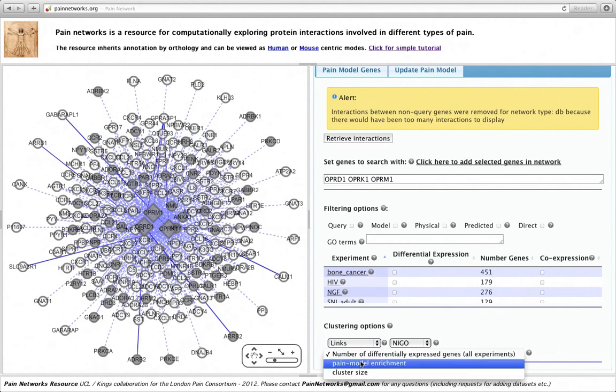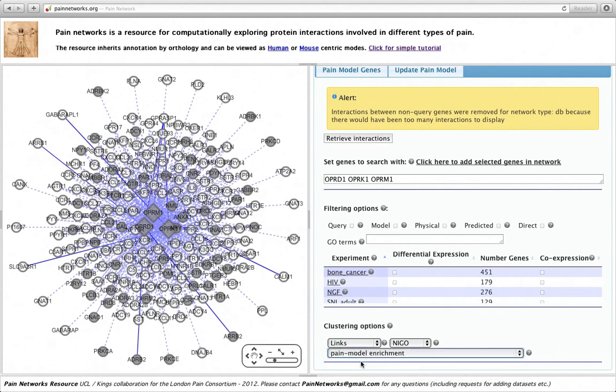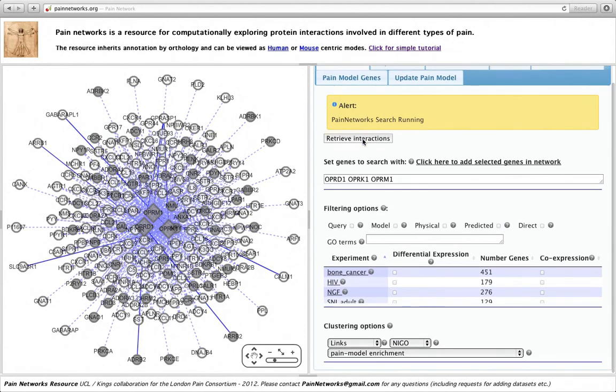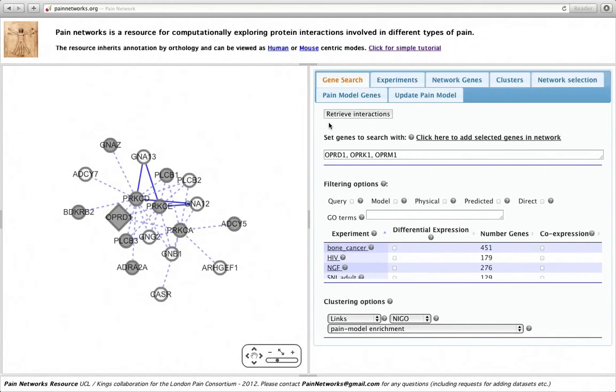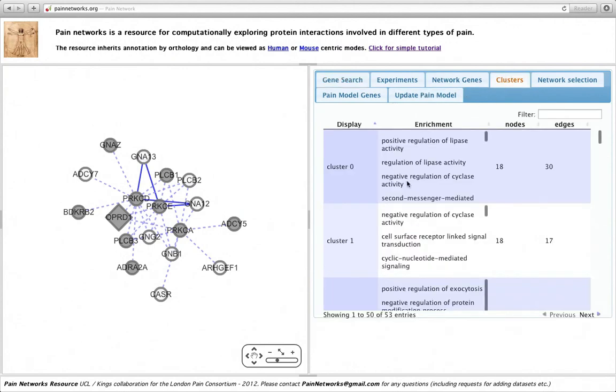And then we're going to look at the results in terms of pain model enrichment. So of the different clusters, we're going to order them by the number of pain model genes. These are the grey shaded genes in the resultant clusters. Okay, so this is what you get back. If we click on the clusters tab, you see the different clusters that were found within the network.